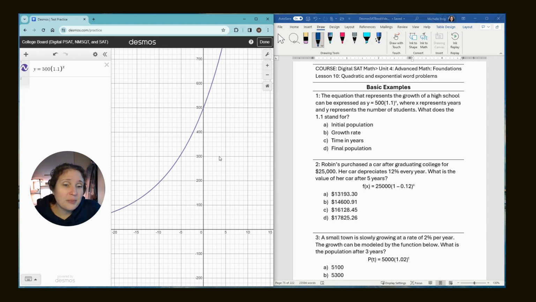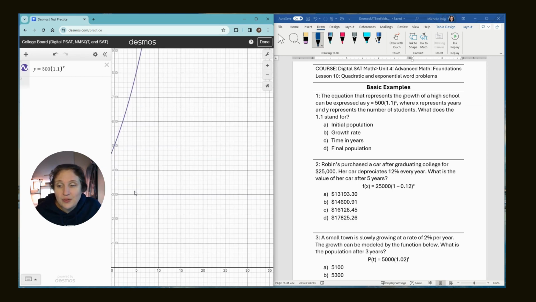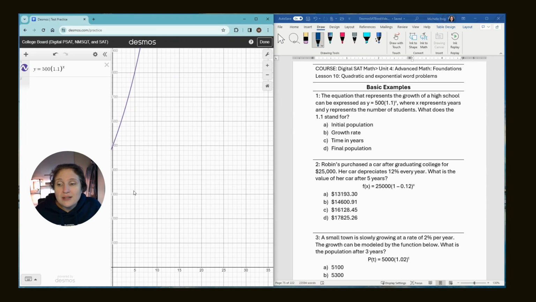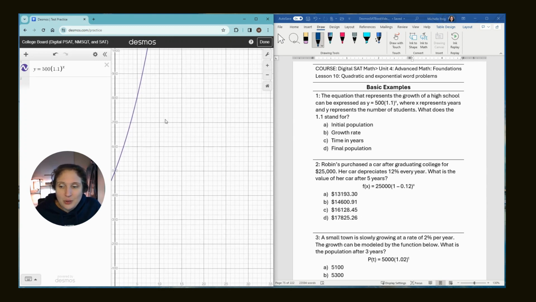So the equation represents, X represents years, and Y represents the number of students. So truthfully, everything on the left side of the Y-axis doesn't count. So I'm going to kind of just scroll this baby over. The reason why it doesn't count is we can't have negative years. Okay, so this is the graph we're looking at.